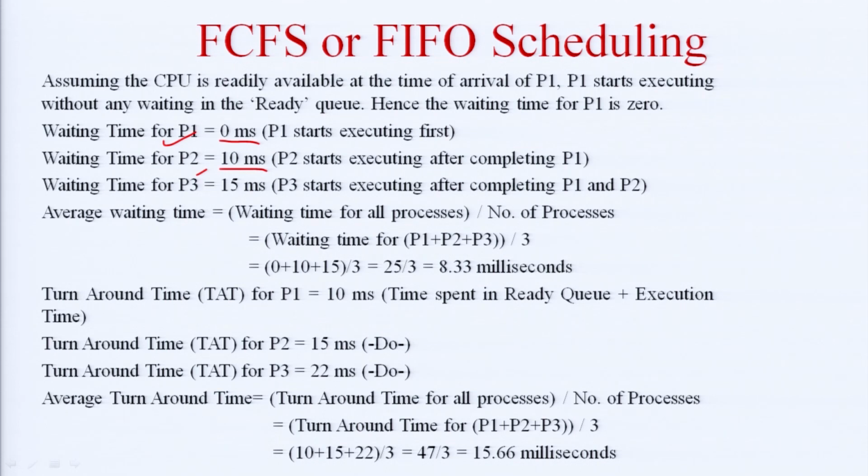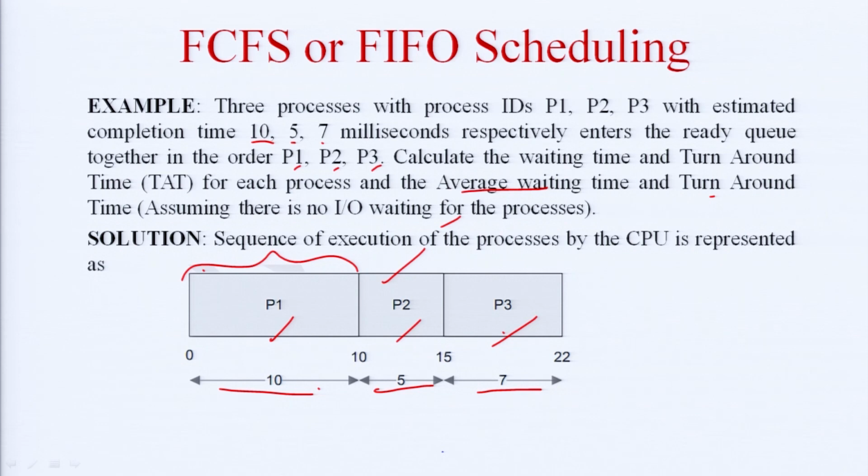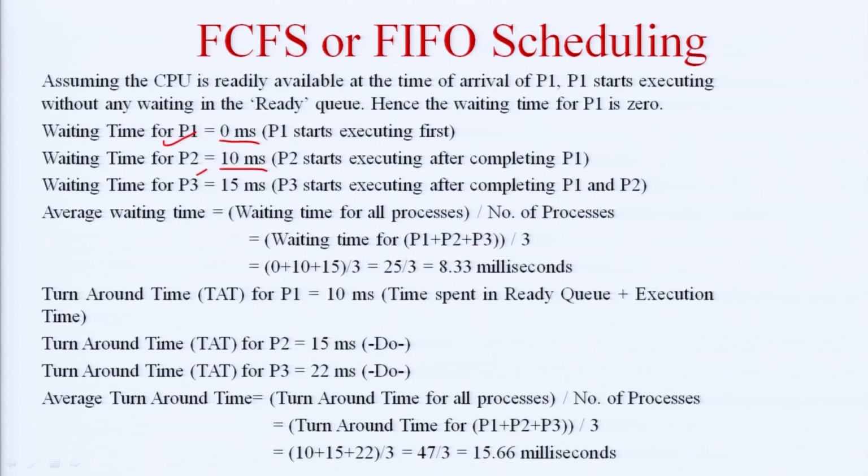Now, the next task is P3. P3 has to wait till P1 and P2 both get executed. So, the total waiting time for P3 is equal to 10 plus 5, that is 15 milliseconds. Now, the average waiting time can be found by adding all the waiting times for all the processes and dividing by the number of processes. So, the waiting times are 0 plus 10 plus 15, divided by 3, that is 8.33 milliseconds.